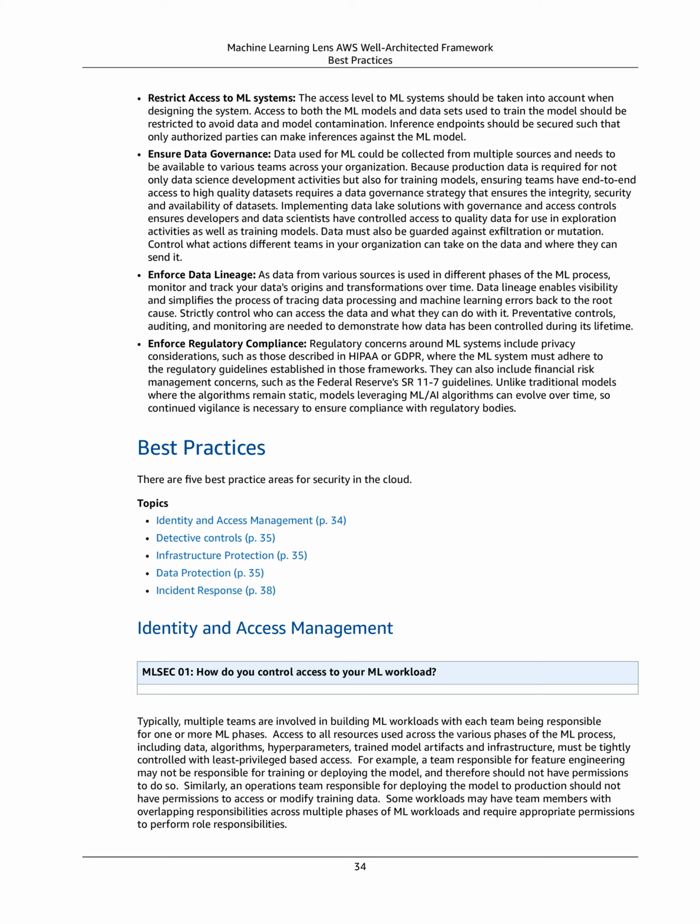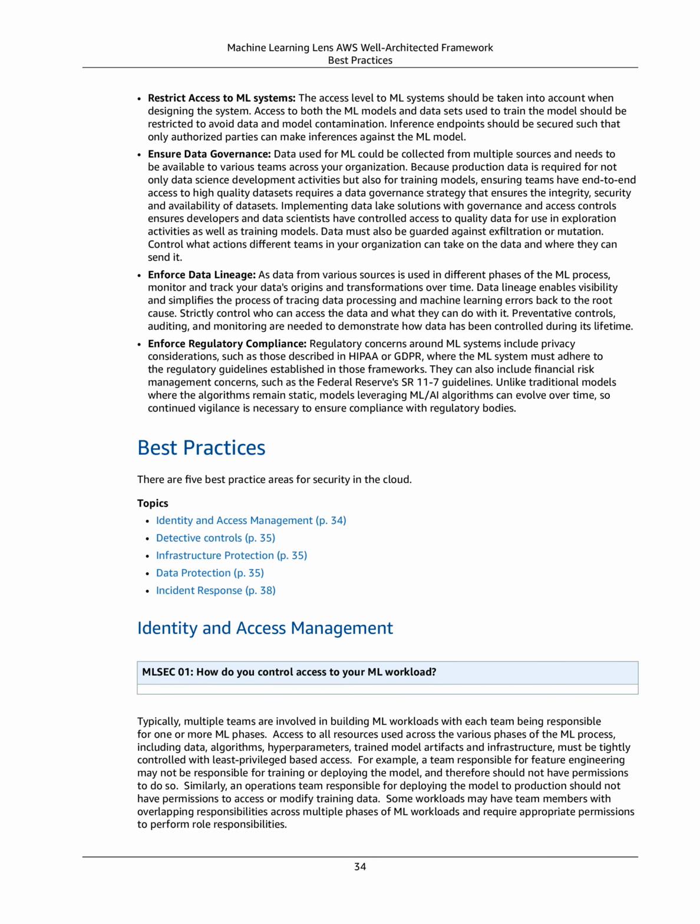Enforce data lineage. As data from various sources is used in different phases of the ML process, monitor and track your data's origins and transformations over time. Data lineage enables visibility and simplifies the process of tracing data processing and machine learning errors back to the root cause. Strictly control who can access the data and what they can do with it. Preventative controls, auditing, and monitoring are needed to demonstrate how data has been controlled during its lifetime.